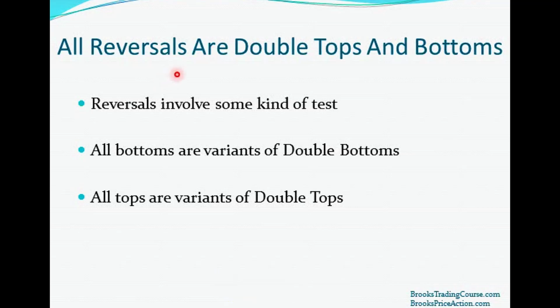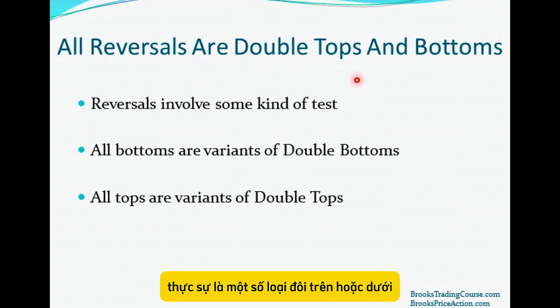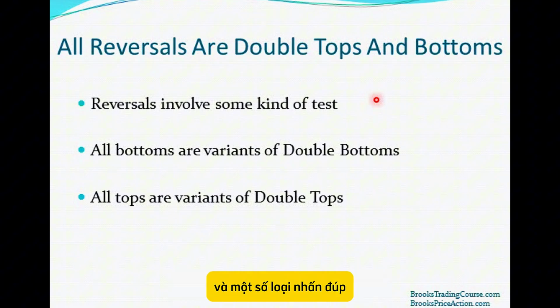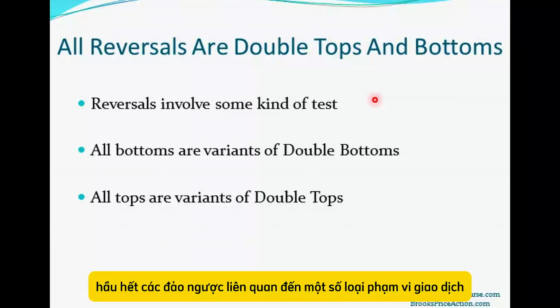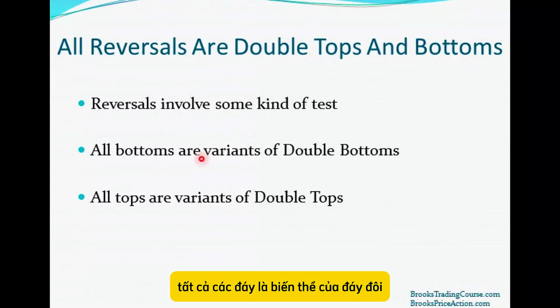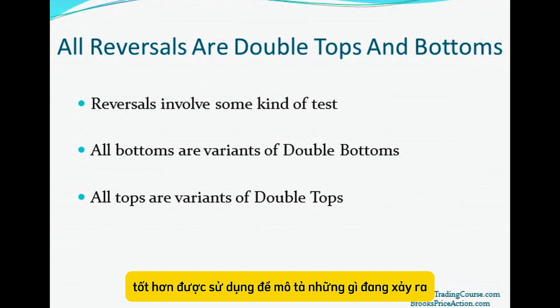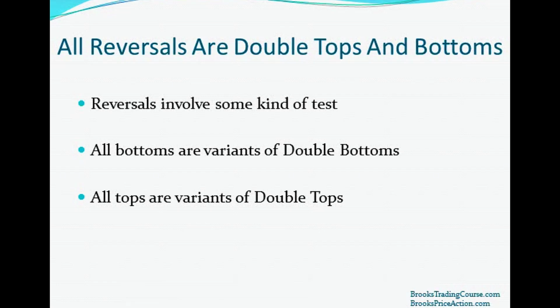All reversals actually are some type of double top or bottom. A reversal always involves some kind of a test. So if the market is going up and it reverses, there probably was a test in there and some kind of double top if you look hard enough. Most reversals involve some kind of a trading range as well. All bottoms are variants of double bottoms. All tops are variants of double tops. But very often some other term is better used to describe what is going on.